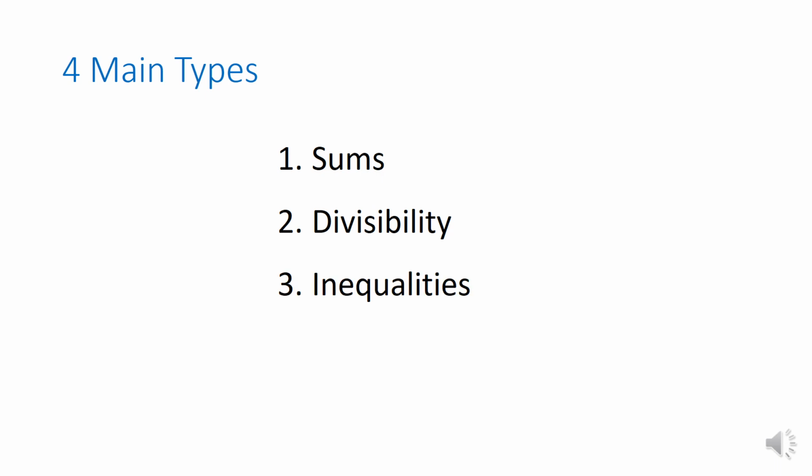So there are four main types or categories of proofs by induction that you may be asked. The first one is to do with sums, so adding things together. The second one is to do with divisibility, show that something is divisible by or is a factor of. The third one is inequalities, show that something is greater than or less than. And the fourth one is Moivre's theorem.